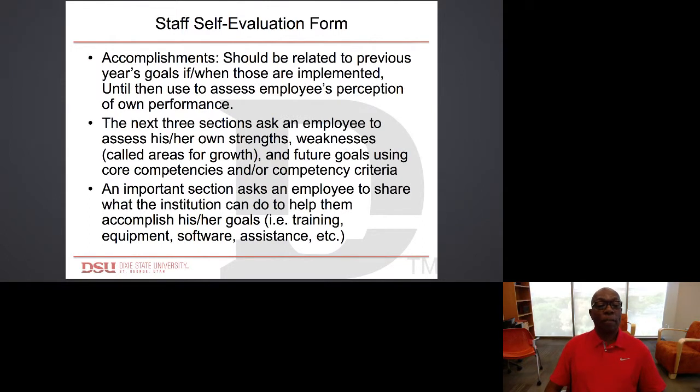Staff self-evaluation form. Accomplishments should be related to previous year's goals if and when those are implemented. Until then, used to assess employees' perception of own performance. The next three sections ask an employee to assess his or her own strengths, weaknesses, areas for growth, and future goals using core competencies and/or competency criteria. An important section asks an employee to share what the institution can do to help them accomplish his or her goals, i.e., training, equipment, software, assistance, etc.